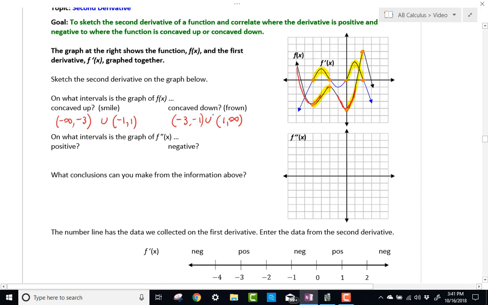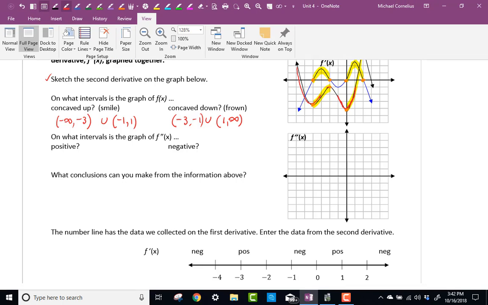Now, on what intervals is the graph of f double prime of x positive or negative? Now, we don't even have f double prime of x. Oh, that's the first thing we were supposed to do. Missed that part. Sketch the second derivative on the graph. All right, here we go. Second derivative. All right, let's see what we got here.